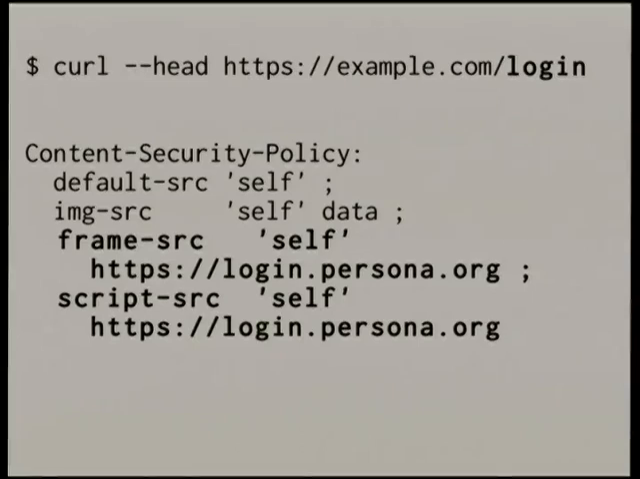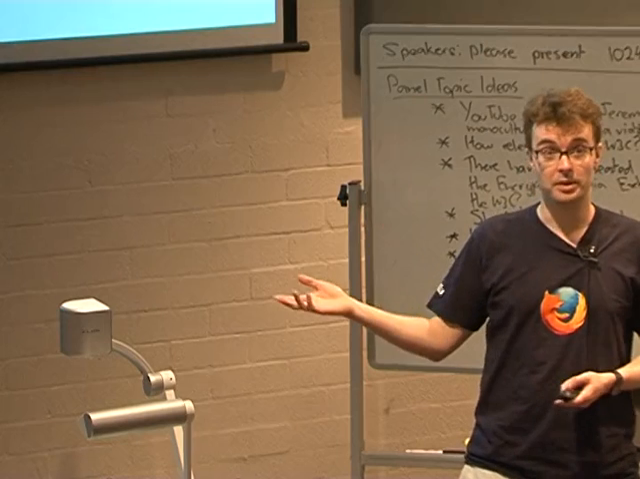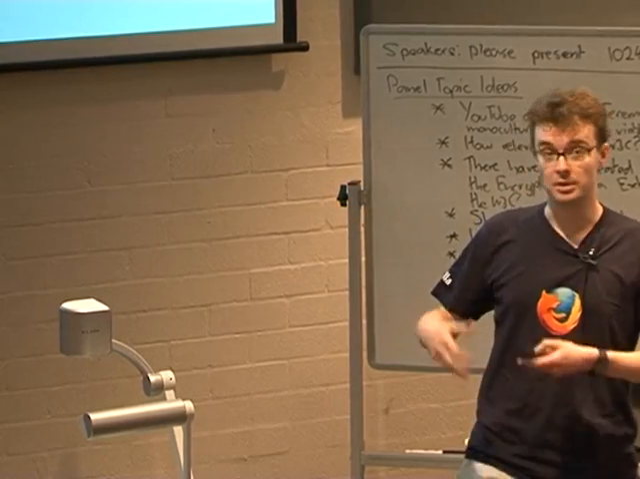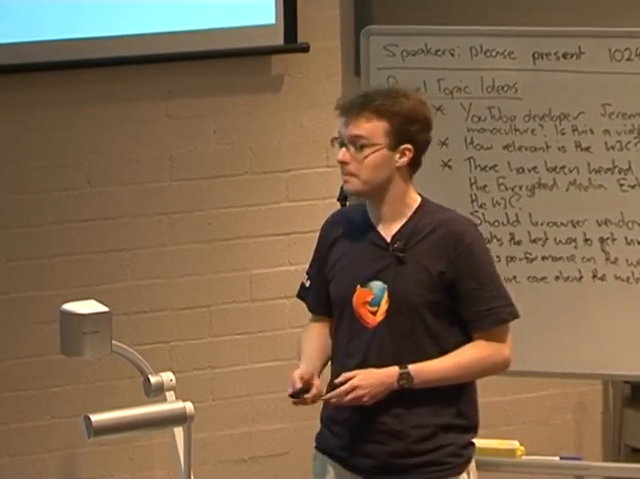Here's another example. So same hypothetical site, but right now we're looking at a login page over HTTPS. Now, this example happens to use Persona for logins, and Persona requires 2 extra things. It requires you to open a hidden iframe to this URL, login.persona.org, and to load a script from the same URL. So we allow these things. So we, again, override the default policy.